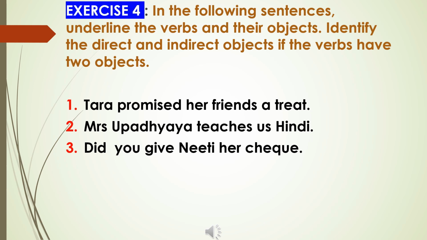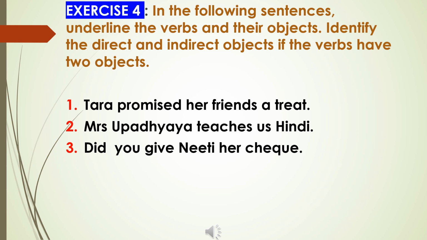The second sentence, Mrs. Upadhyaya teaches us Hindi. Here, teaches is the verb. Us and Hindi are the two objects. Ask the question what and whom. What does Mrs. Upadhyaya teach? Hindi. So Hindi is the direct object. Whom does Mrs. Upadhyaya teach Hindi? Us. Here us is the indirect object.